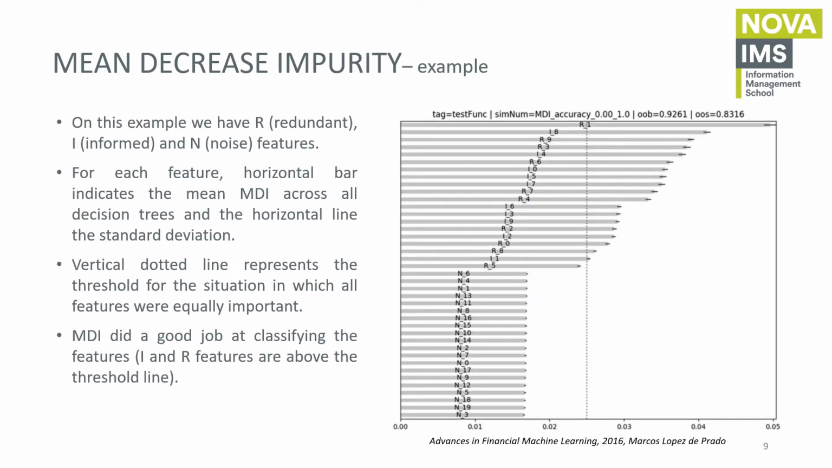To conclude this section on mean decrease impurity, we will now be looking at an example. On the right, you can see this chart in which we have redundant, informed, and noise features. For each feature, we have a horizontal bar that indicates the mean MDI across all decision trees, and a horizontal line that represents the standard deviation. You can also see this vertical dotted line, which represents a situation in which we would have all features ranked equally. Overall, we can also say that MDI did a good job at classifying the features, as most informed and redundant features are above this threshold line.